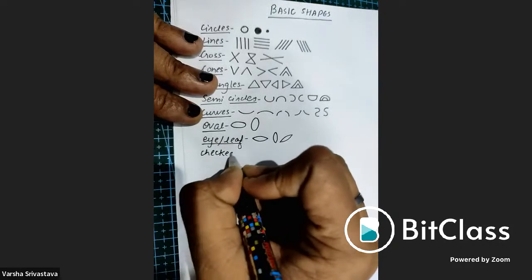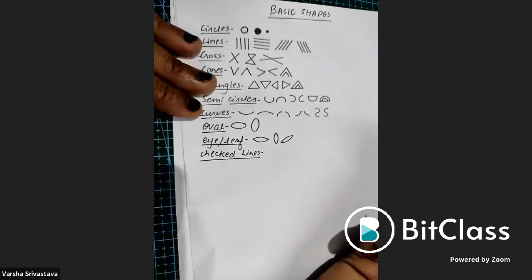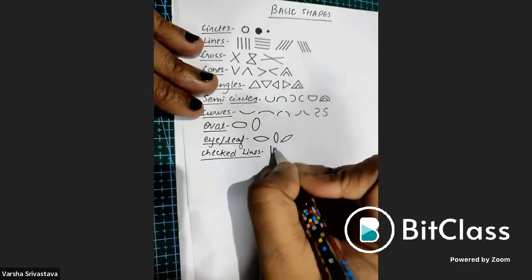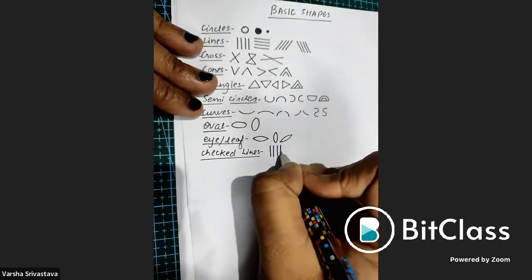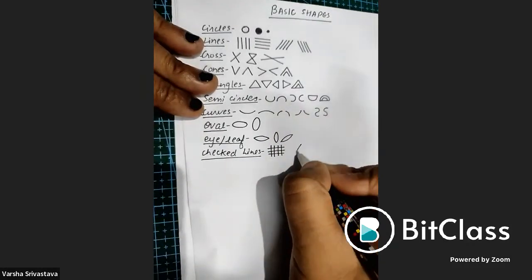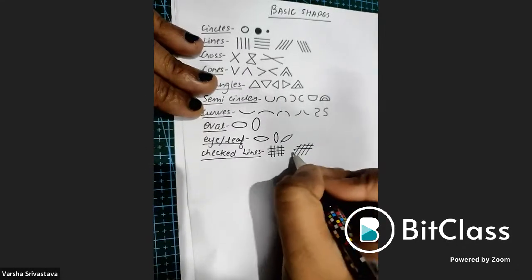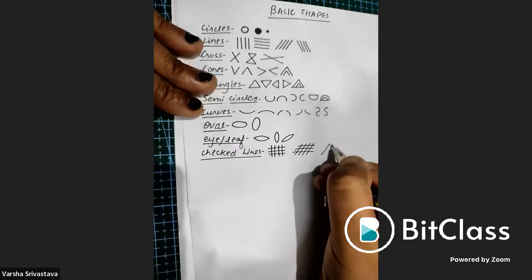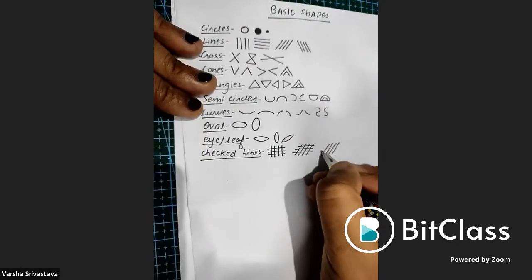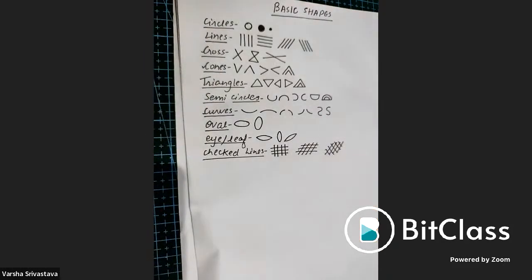Checked lines. Okay. Just make the straight lines and make the horizontal lines on them. Make the slant lines and the horizontal lines on them. And then make the slant lines and make the slant lines on them. Like this. Okay.